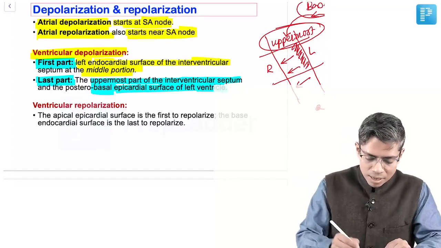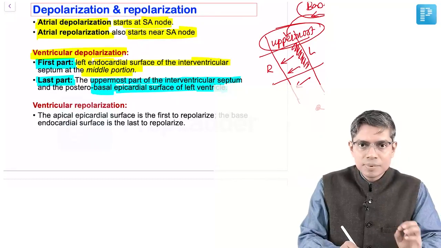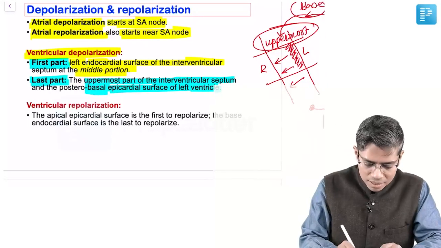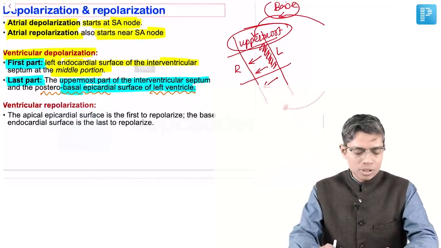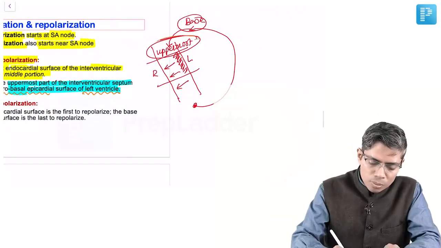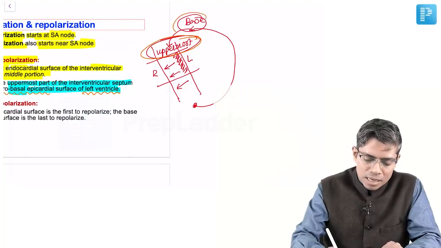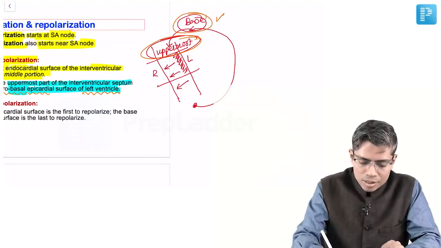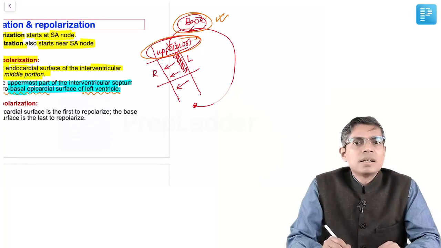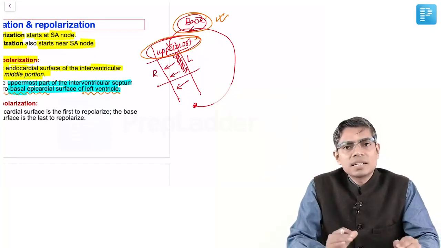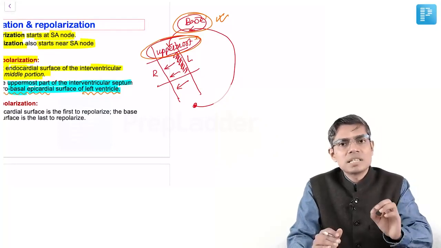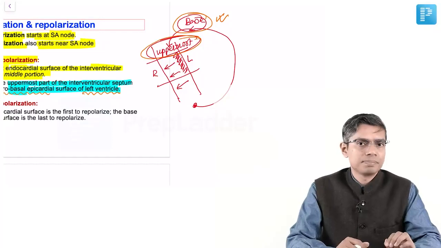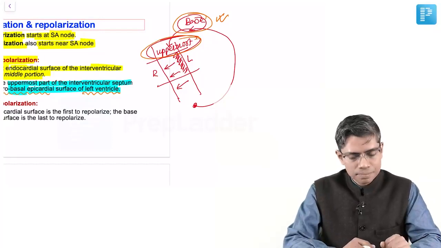Which sided base of the heart? If I ask you that it is the left sided base or the right sided base, it is the left posterobasal epicardial surface of the left ventricle is the last to be depolarized. So suppose you are getting option that uppermost part of the septum is also there in the option and base of the heart is also there, your answer should be base of the heart, because that is the last part. And if I ask you which base you are talking about, right sided ventricular base or left sided ventricular base, so left posterobasal is the exact word that you have to remember. Okay, so this is about depolarization.